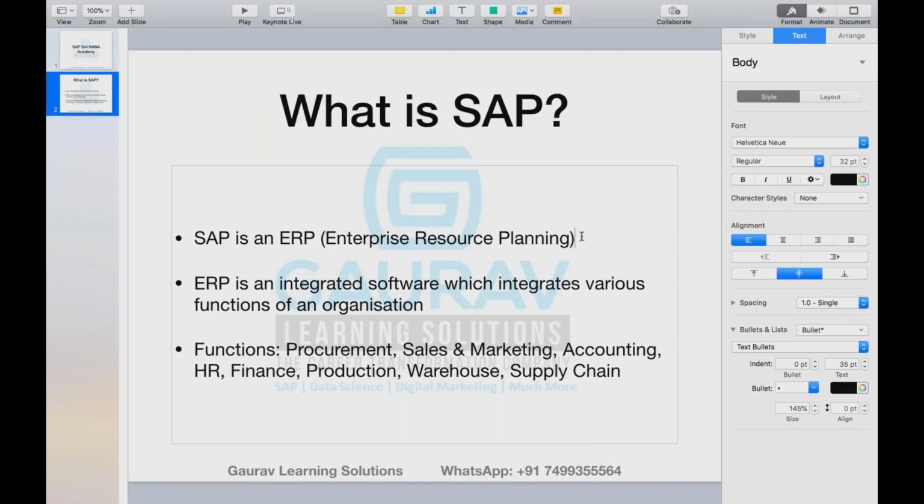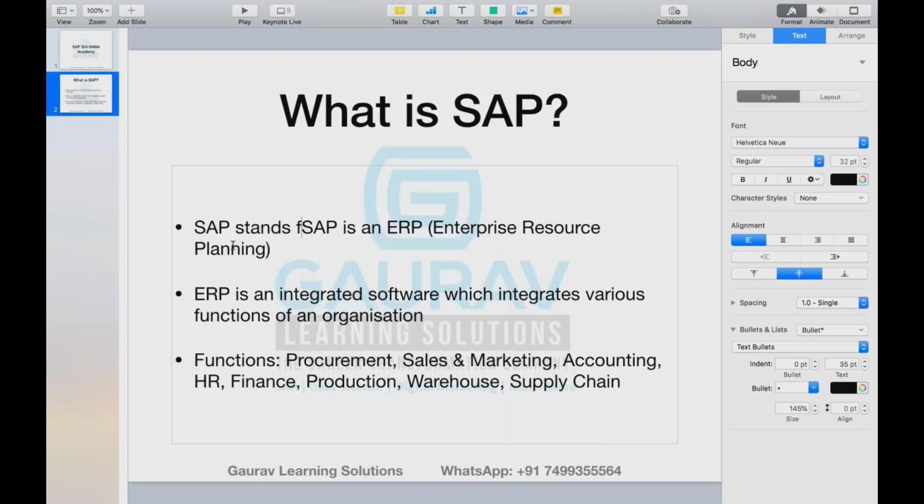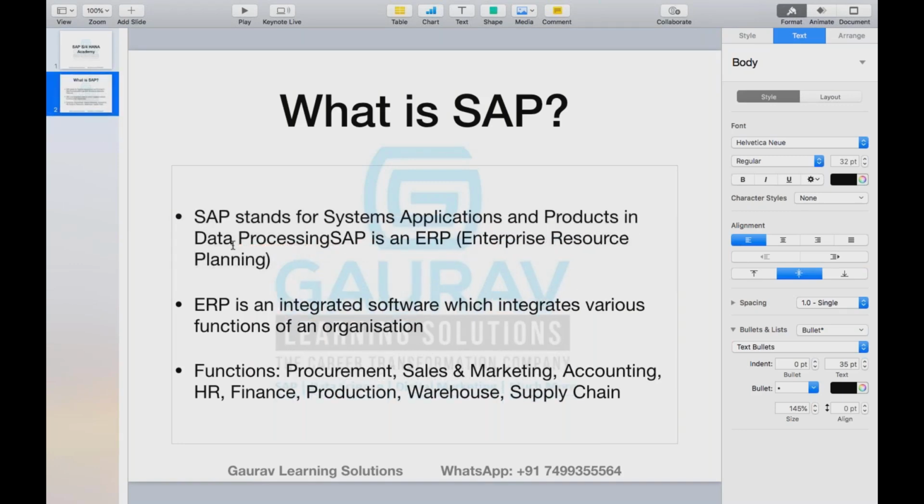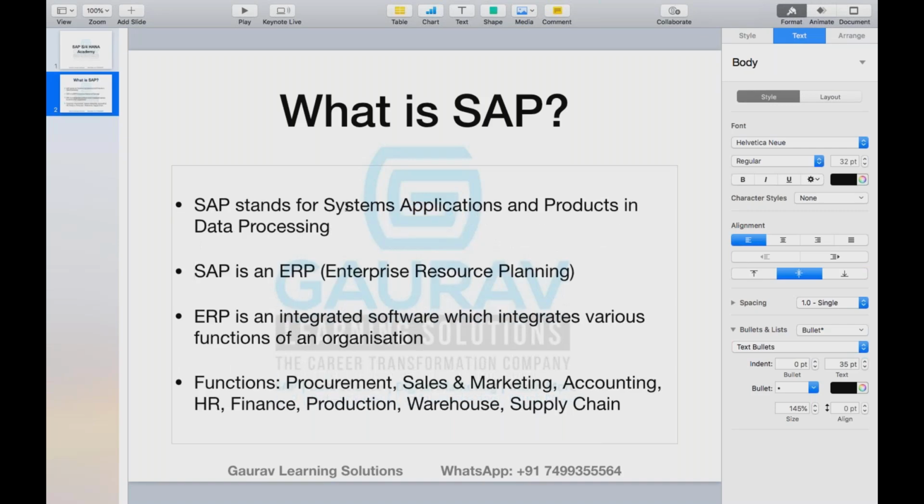Okay, but before that, what exactly does SAP stand for? So maybe the first point I will write here is: SAP stands for Systems, Applications, and Products in Data Processing. This is the full form of SAP.